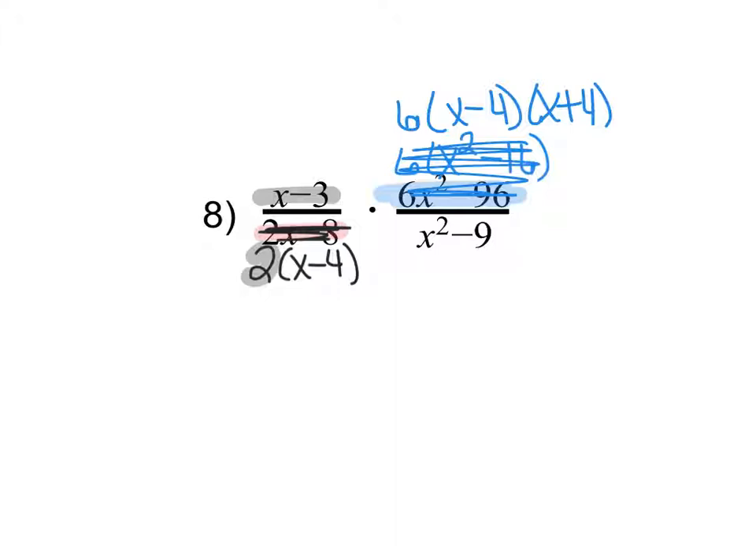And then again, down here on the bottom, I've got x squared minus 9. That's a difference of two squares, so you're going to have x plus 3 and x minus 3. Cross that out because now we have it all simplified.